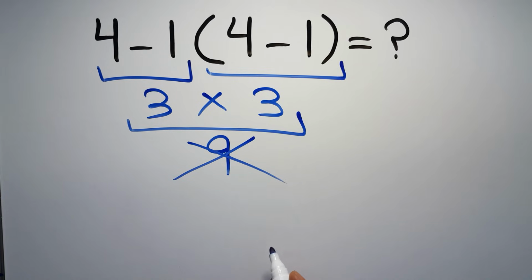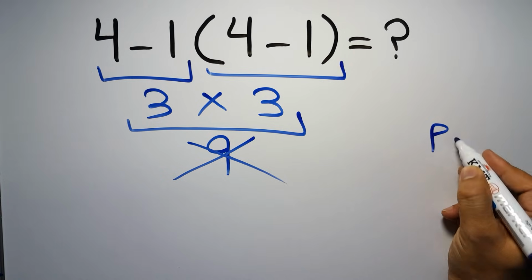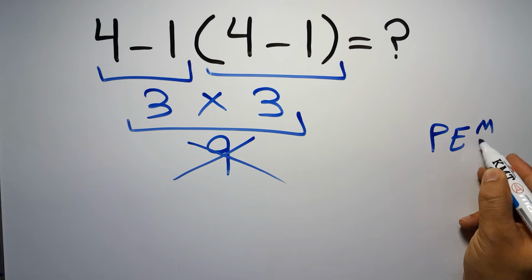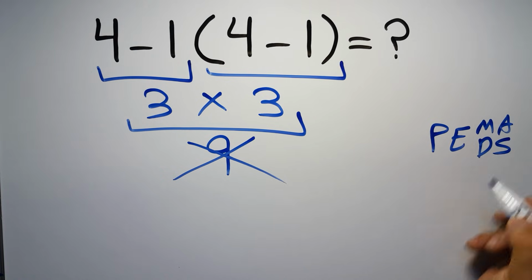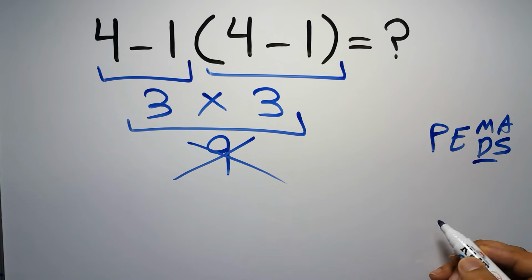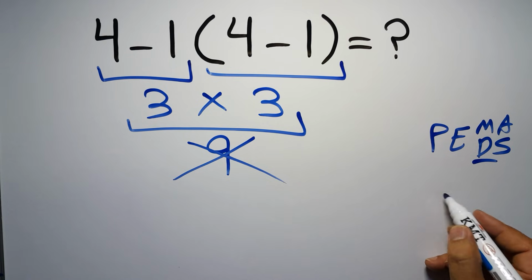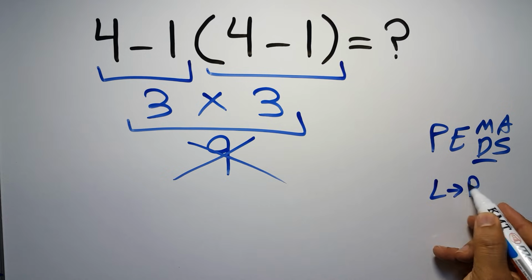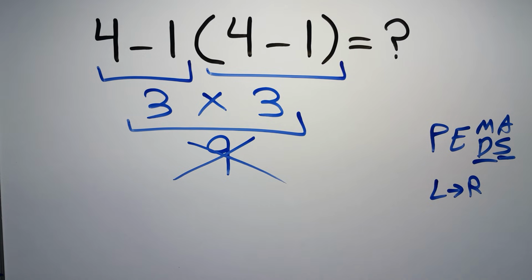Because according to the rule of operations, first we have to do parentheses, then exponents, then multiplication or division, and finally addition or subtraction. Remember that multiplication and division have equal priority and we have to work from left to right. And the same applies to addition and subtraction.